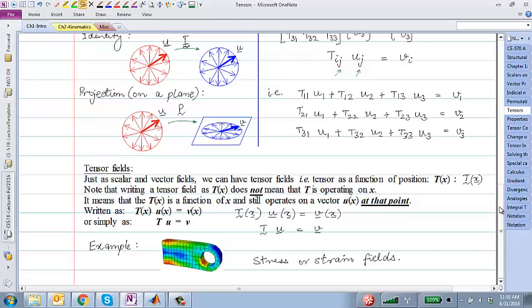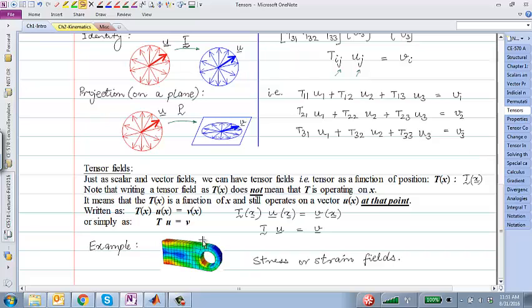tensors also occur as fields, which means that at each point in the body, for a scalar field, you had a single magnitude, like a temperature associated with it. For vector fields, at each point of the body, you had an arrow, a velocity of that particular point associated with it. For a tensor field, at each point, you have an ellipsoid associated with it. So if you can imagine, in each point in the body, you have ellipsoids associated at that point. It's kind of a complicated picture, but that's what a tensor field would look like.